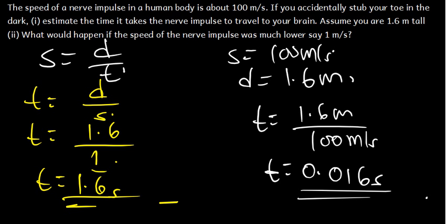So now they're saying what would happen if the speed of the nerve impulse was much lower, let's say 1 meter per second. We have found that when the speed was 1 meter per second, the time is 1.6 seconds. Now we come up with a conclusion to say it's going to take a lot of time for the nerve impulse to reach the brain, or the nerve impulse is going to be delayed in reaching the brain. That's all.